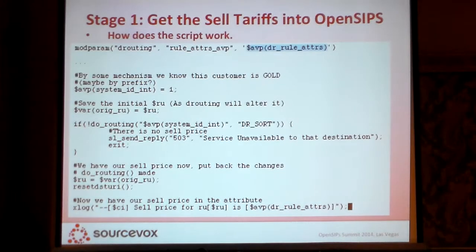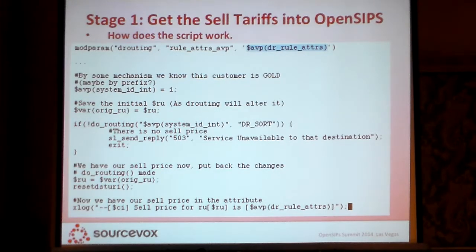And then we have a bit of code in OpenSIPS. And what OpenSIPS does by default with the dynamic routing module is when you call do_routing here, it will work out which carrier to send a call to, and it will automatically rewrite the request URI, and it will automatically rewrite the destination URI, or it will do that implicitly.